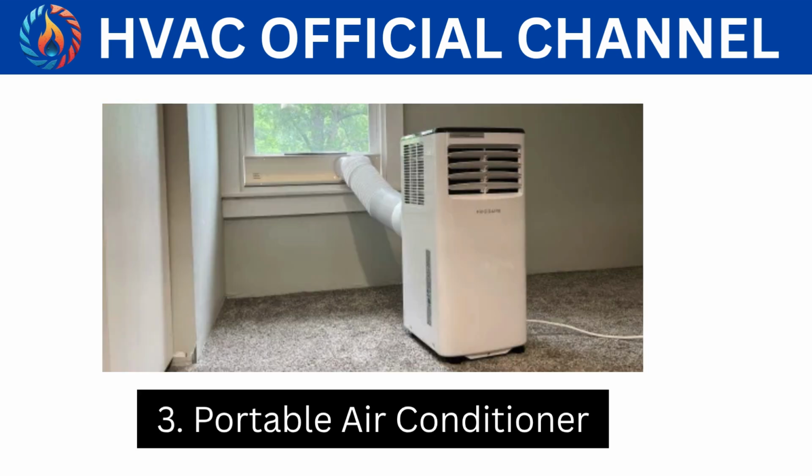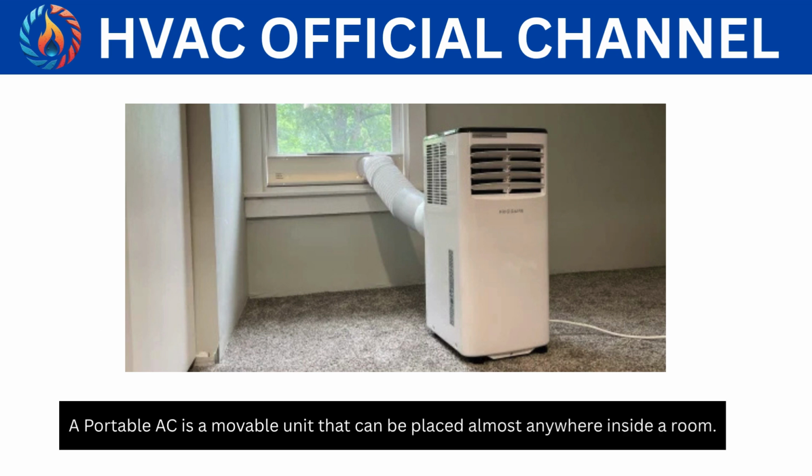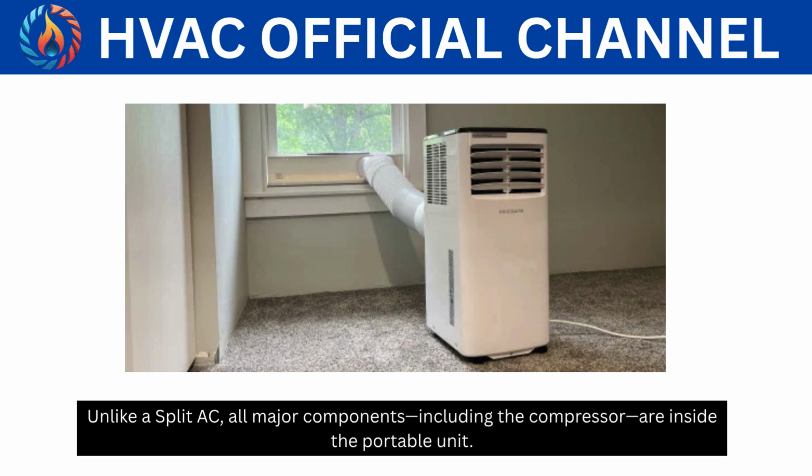3. Portable air conditioner. The third type is the portable air conditioner. A portable AC is a movable unit that can be placed almost anywhere inside a room. It uses an exhaust hose to discharge hot air through a nearby window or opening. Unlike a split AC, all major components, including the compressor, are inside the portable unit.